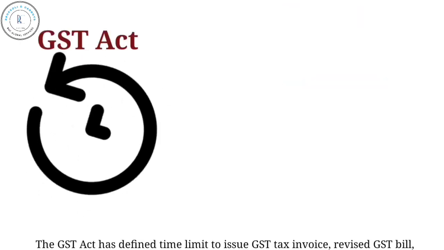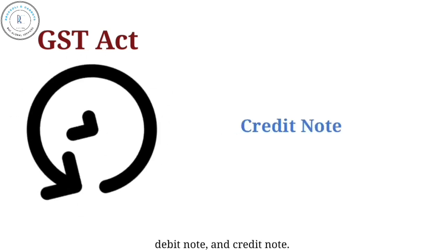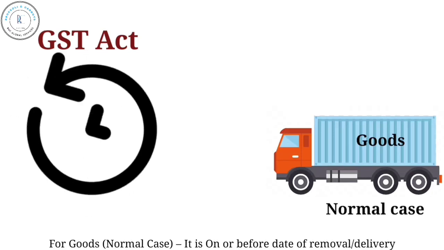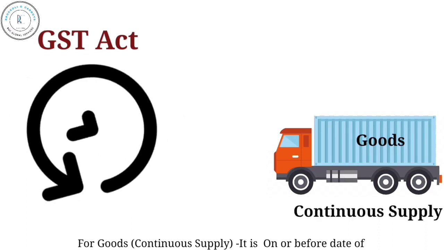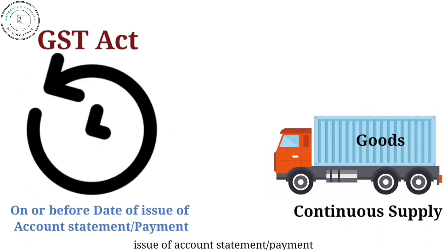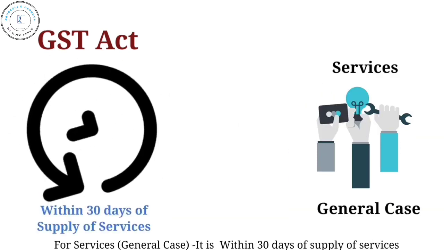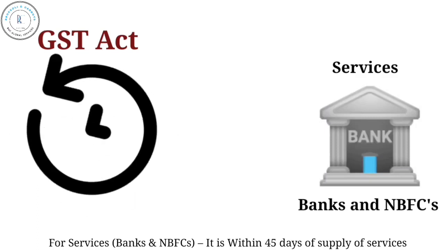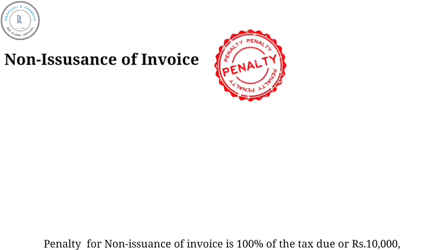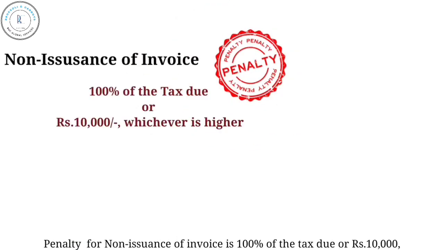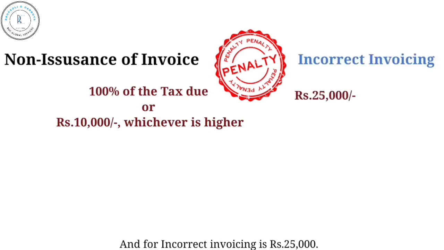The GST Act has defined time limits to issue GST tax invoice, revised GST bill, debit note, and credit note. For goods, normal case, it is on or before the date of removal or delivery. For goods, continuous supply, it is on or before the date of issue of account statement or payment. For services, general case, it is within 30 days of supply of services. For services, banks and NBFCs, it is within 45 days of supply of services. Penalty for non-issuance of invoice is 100% of the tax due or 10,000 rupees, whichever is higher. And for incorrect invoicing it is 25,000 rupees.